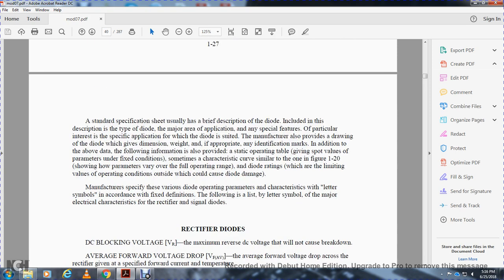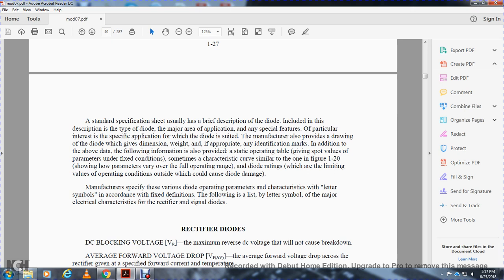A standard specification sheet usually includes a description of the type of diode, the major area of application, any special features, or the particular interest of the specific application in which the diode is suited. The manufacturer also provides a drawing of the diode with dimensions, weight, and, if appropriate, identification marks. In addition, a static operating table gives the specific values of the parameters under fixed conditions.